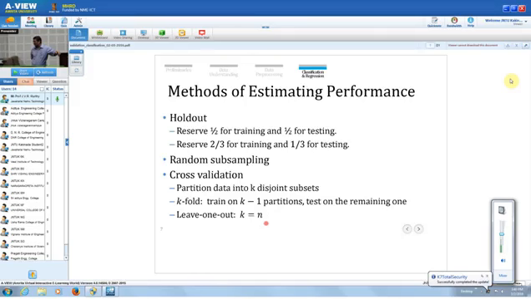Each time you will repeat this k times. Each time one partition will be the testing set, and the remaining will be training data. Then the second one will be the test data, and all the remaining are training. Then the third will be the test data, and the remaining all training. That is how it cycles. That is how we will do that.